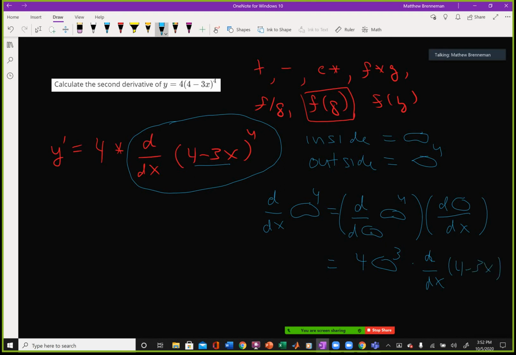Okay, and of course, when I do that, I'm going to get a minus 3. So when all the mathematical smoke clears, I'll get minus 12 from the 4 here and the minus 3 here, and I'll substitute in for blob, and so I'll have 4 minus 3x all raised to the 3rd power. And I'm going to go back now and substitute that in. So this will be 4 times negative 12 times the quantity 4 minus 3x to the cube.